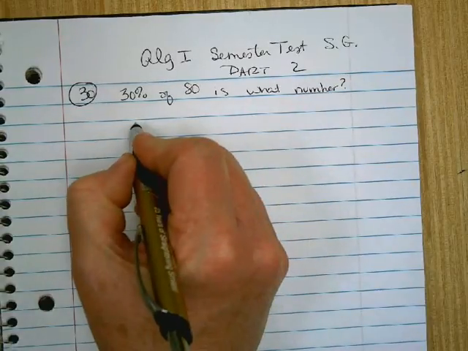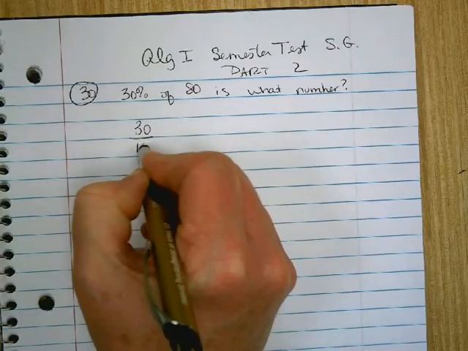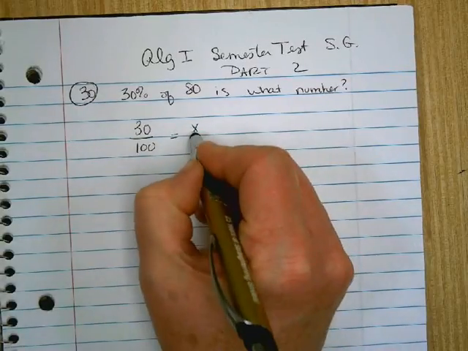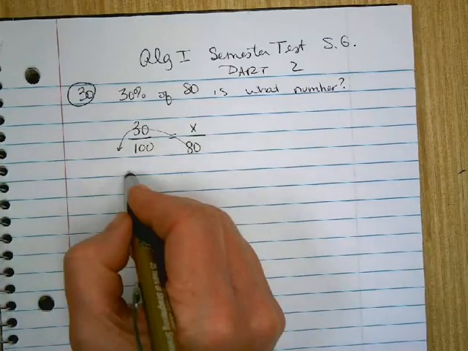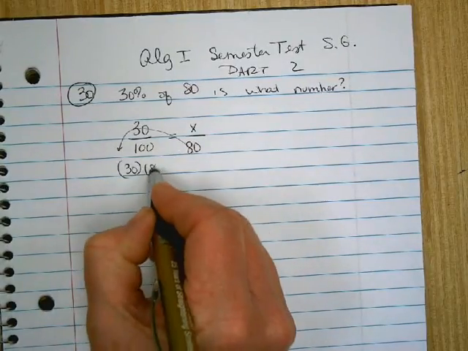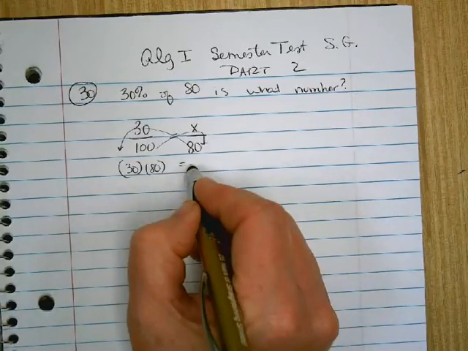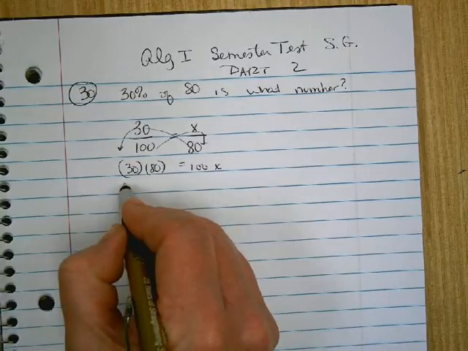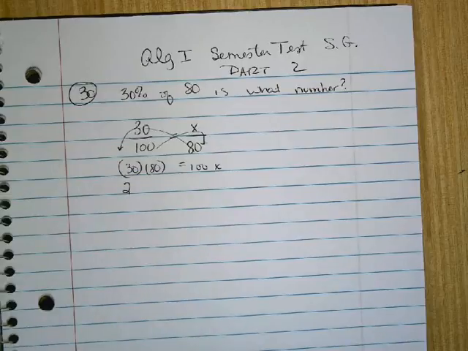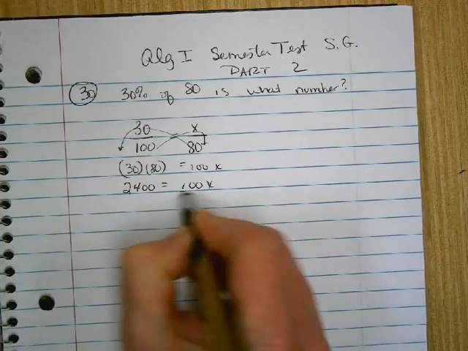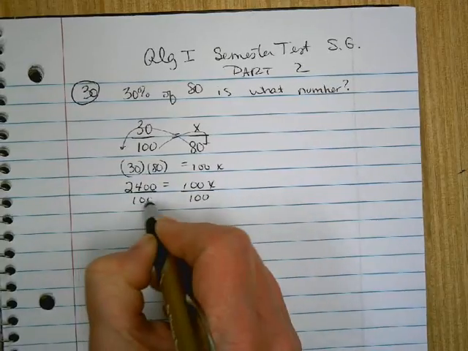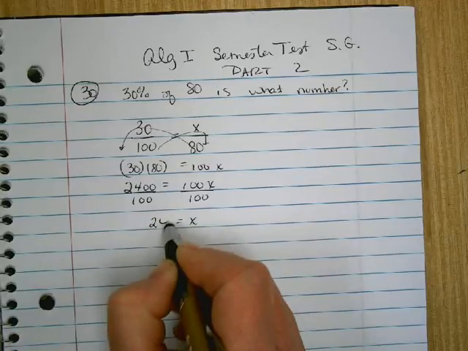So 30 out of 100 is equal to what part out of 80? So we can use cross products. And we have 2,400 is equal to 100x. Divide by 100. X is 24.